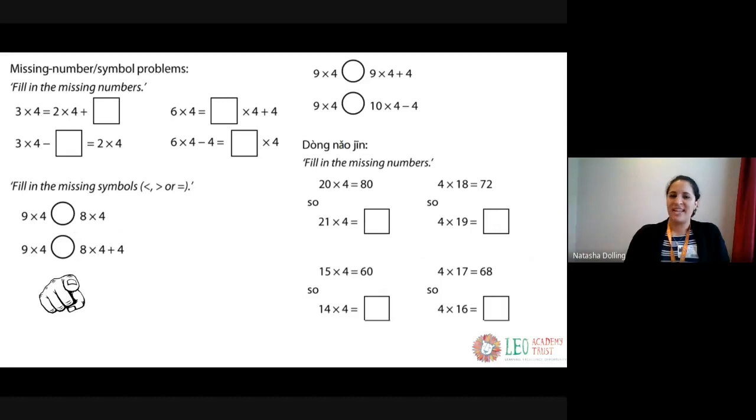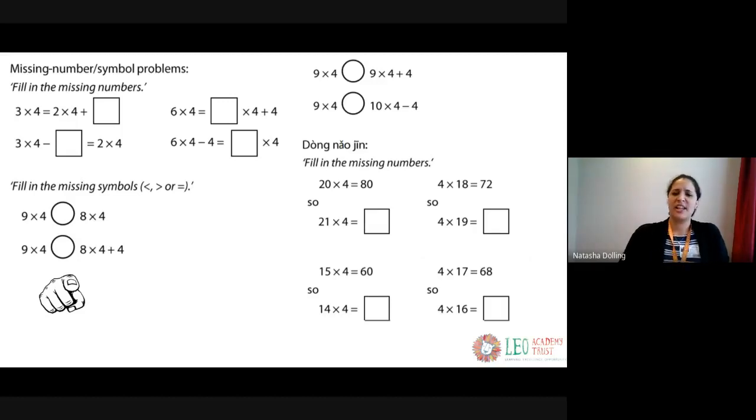Brilliant. Now let's have a look at this, as I'm hoping I'm pronouncing this correctly. Dong Nao Ching, fill in the missing numbers. So actually now we've gone beyond the 12 times 4 table facts that children learn in class. So now we're looking at 20 times 4, or 4 times 18, 21 times 4, or 4 times 19.